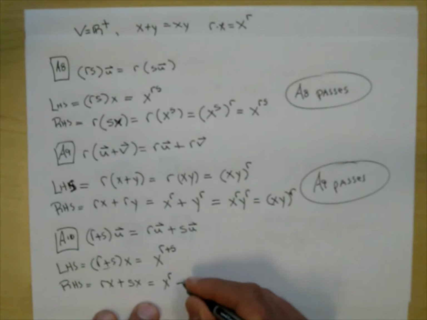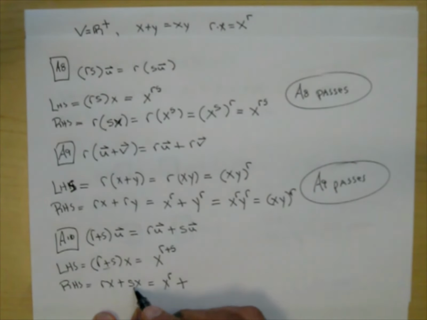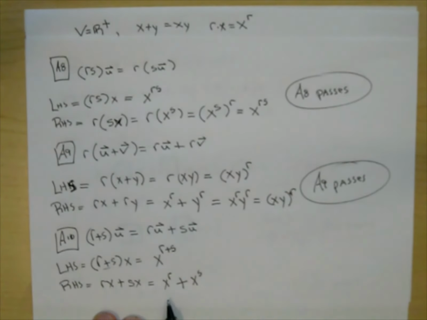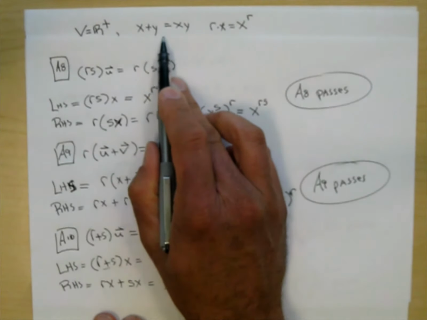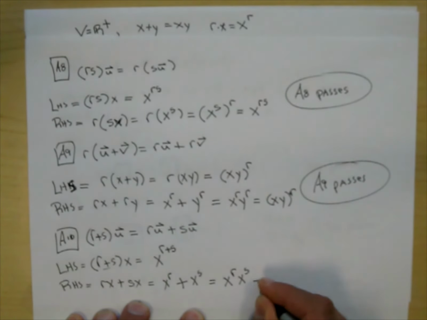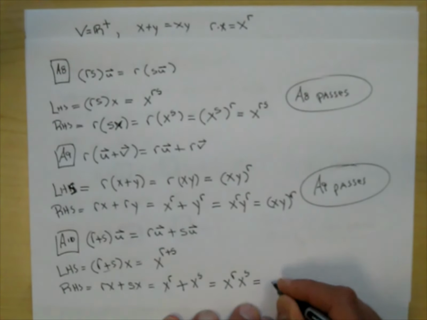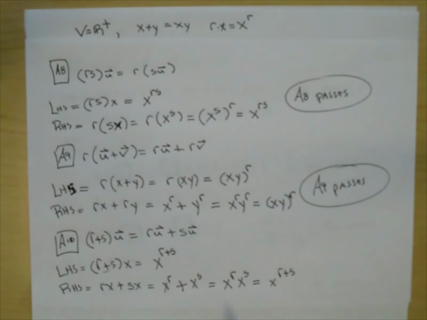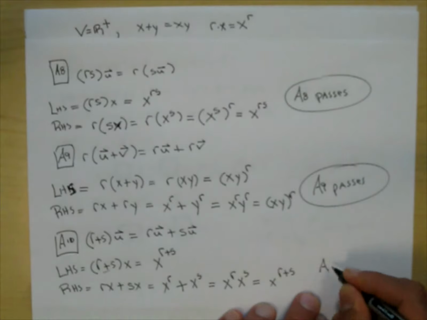And then we have plus, because of the plus, and then we have s times x is x to the s. This right here, I'm adding two vectors with funky vector addition. So this is going to give me x to the r times x to the s. And because we have our rules of exponents, we can write it like x to the r plus s. Left-hand side equals right-hand side.